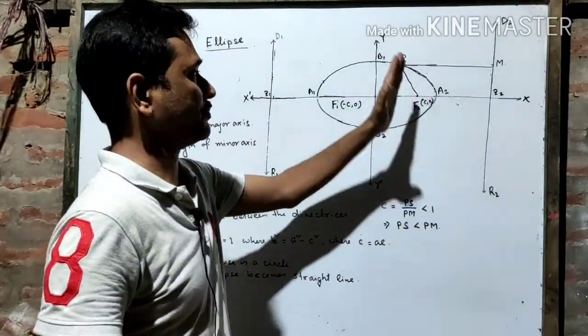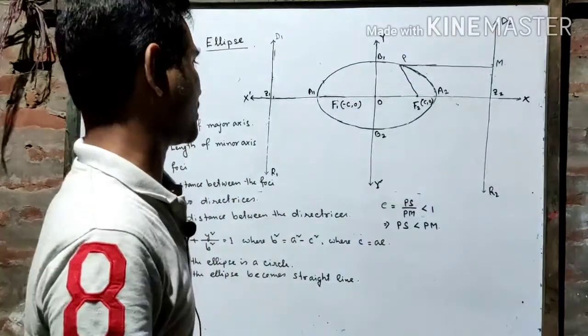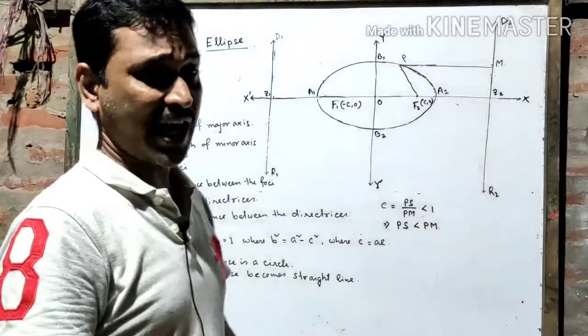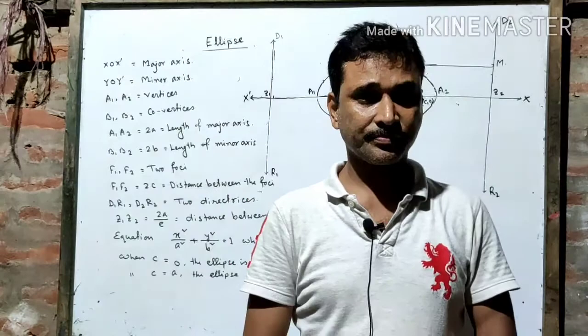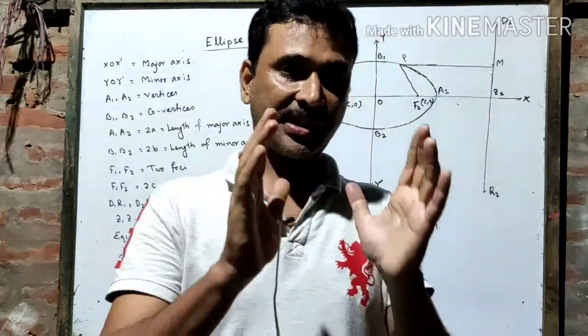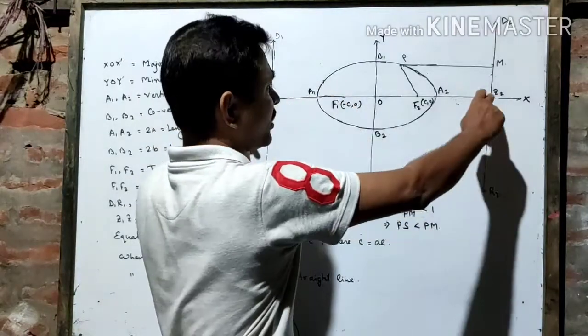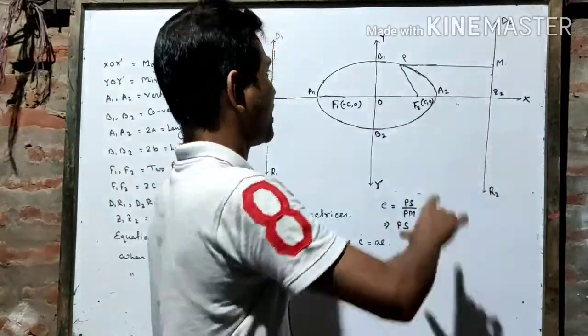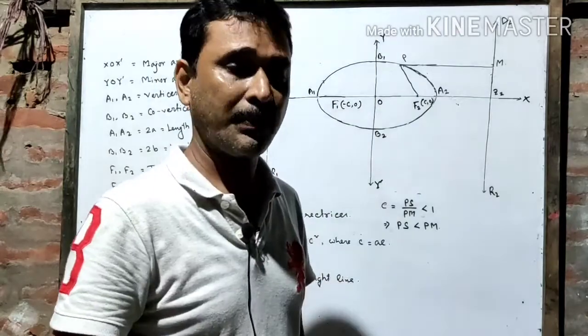So, these two axes are important, major axis and minor axis. What is axis? Do you remember? The line of symmetry is an axis, and in case of ellipse, this longest line of symmetry is called the major axis and the shortest line of symmetry is called the minor axis.